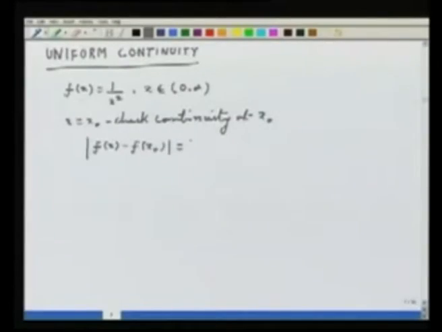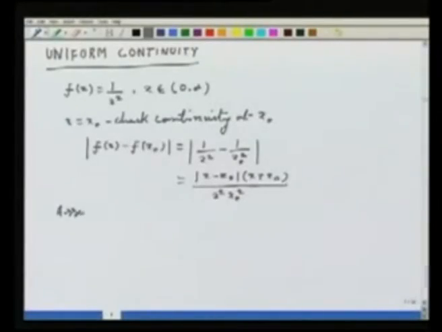So that is modulus of 1 by x square minus 1 by x naught square, and then if I expand it, what I get is mod of x minus x naught times x plus x naught. I am not putting modulus here because both x and x naught are positive, divided by x square times x naught square.